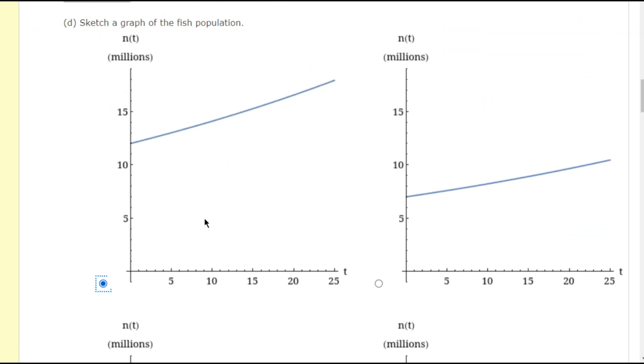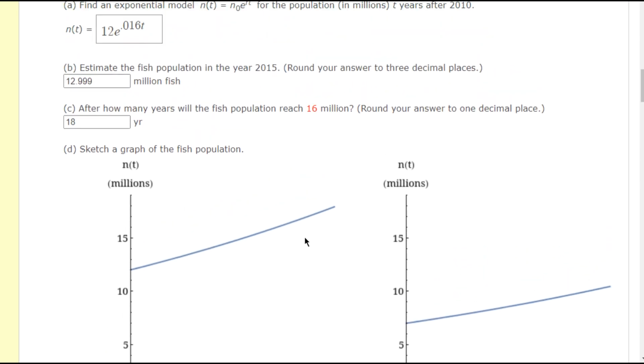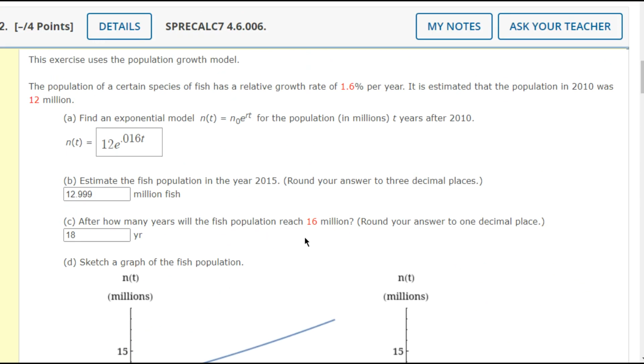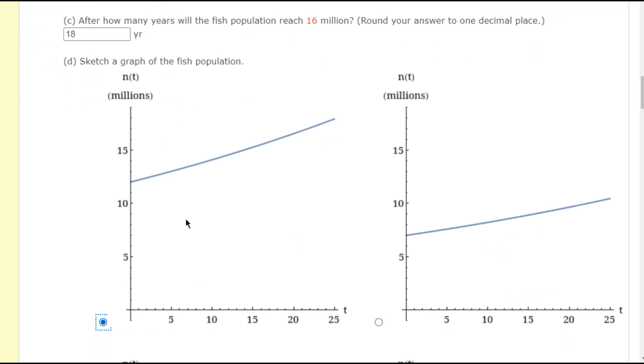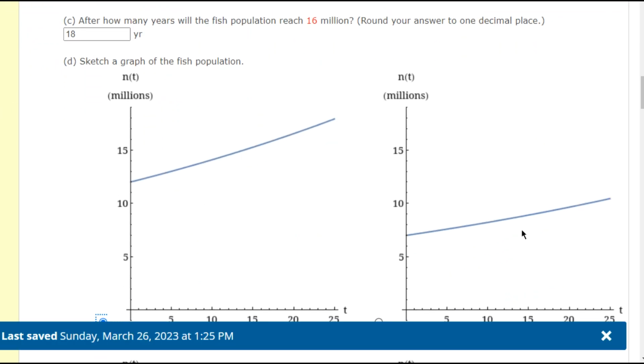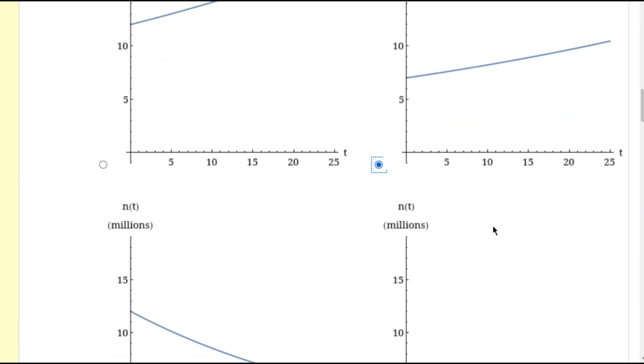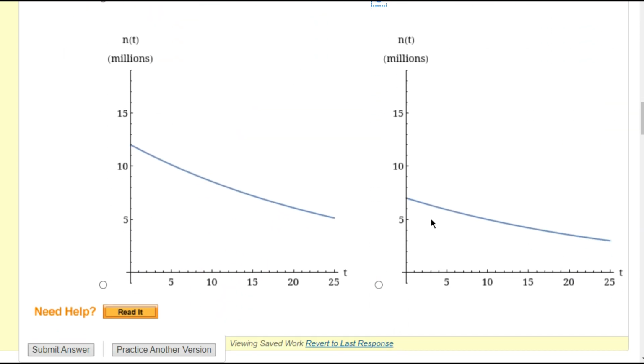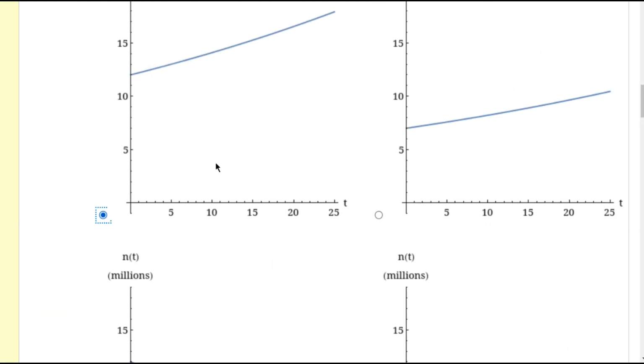If I'm to now sketch a graph of the fish population, I'm going to look at where it starts. It has to start at 12 million. So it can't be this one over here, and it's neither of these because it's not shrinking, so I'm done. It's this one.